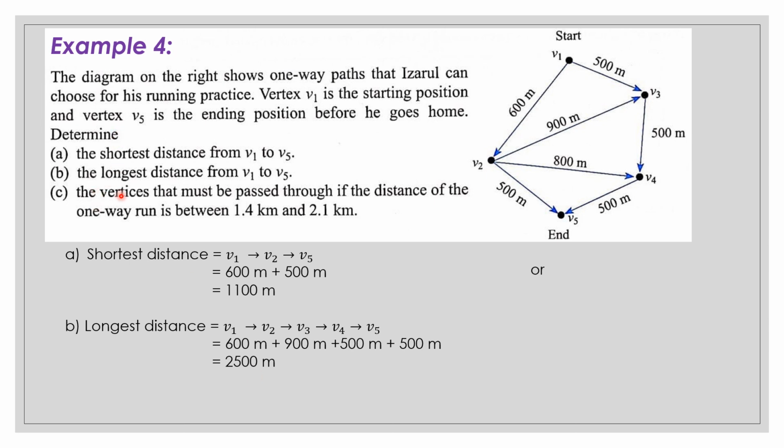Then you determine the vertices that must be passed through, if the distance of the one-way run is between 1.4 km and 2.1 km. Then you need to do some calculations. You got two answers. From V1 to V3 to V4 and then to V5 will give you 1.5 km, where it is between 1.4 and 2.1. Another one is you can go from V1, then V2, then V4, and then V5, which will give you 1.9 km, where it is still between 1.4 km and 2.1 km.